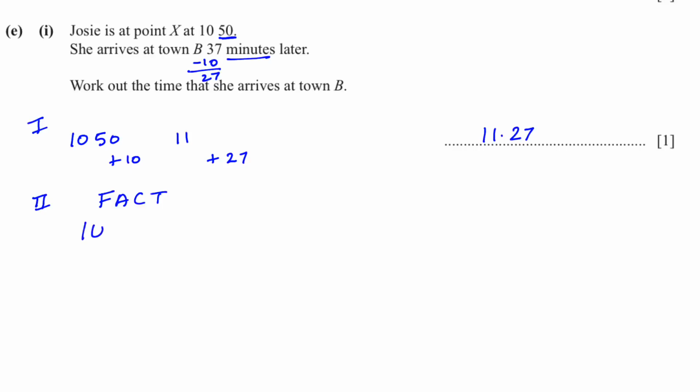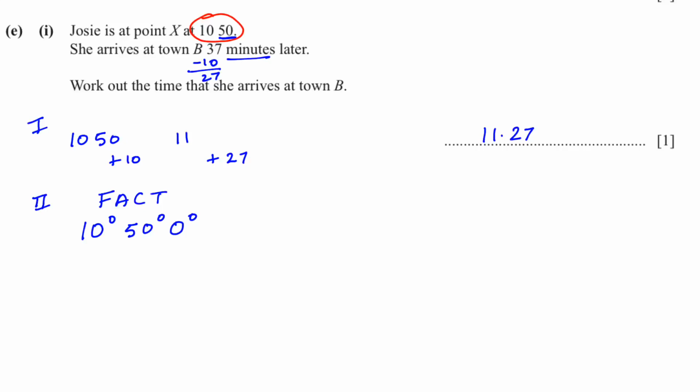You write your 10 from here, 10 hours, and then press this button. You will get this sign here. After that, put your minutes. We have 50 minutes. Press the button again, you will get this sign. And then we don't have seconds, but you still press the button and write 0 and then press the button.